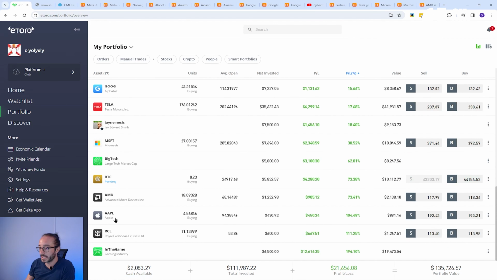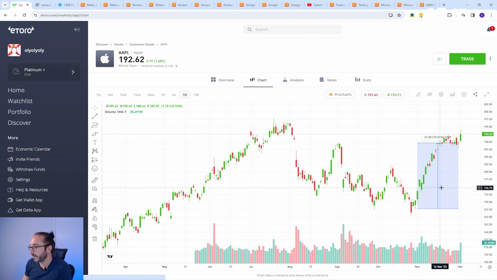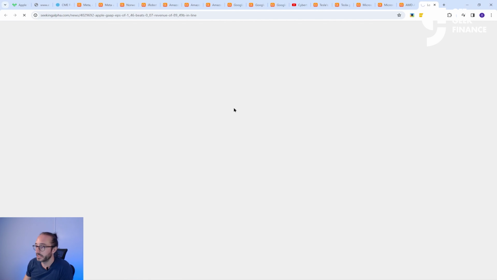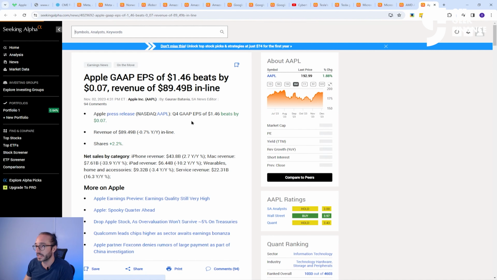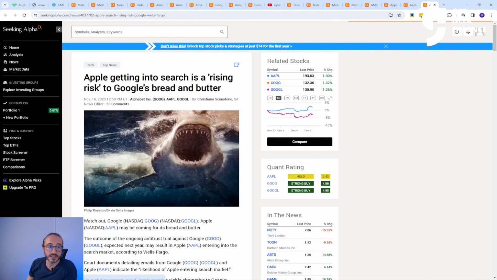Next on my portfolio update is Apple, and this is up 104.46%. This was up massively in November, 13%, and this was off the back of their earnings, where earnings per share came in at $1.46, beating by 7 cents, and revenue came in at $89.49 billion, which was in line. Also in news this month, Wells Fargo thinks that the outcome of the ongoing antitrust trial against Google may even result in Apple entering the search market.